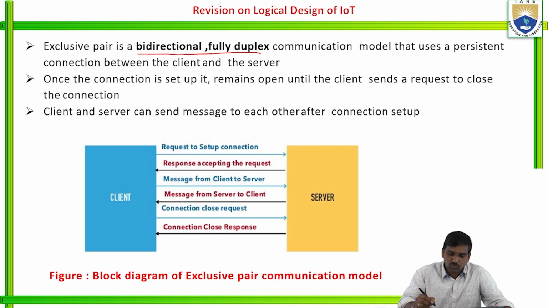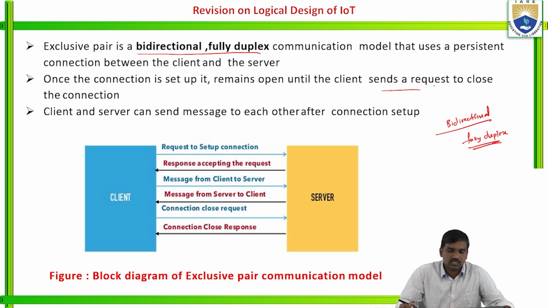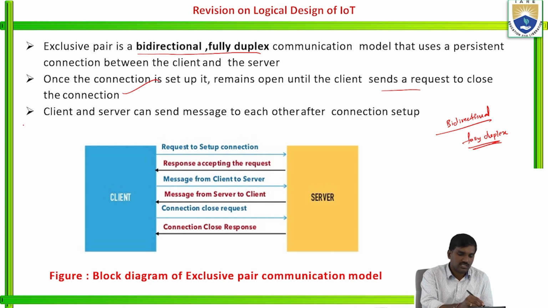Here it maintains two properties: bidirectional and fully duplex, a fully duplex communication model. Once the connection is set up, it remains open until the client sends a request to close the connection. That is the second point, and the client and server send messages to each other after the connection is set up. So these are some theoretical points of the exclusive pair communication model. It maintains two properties mainly, full duplex and bidirectional communication.